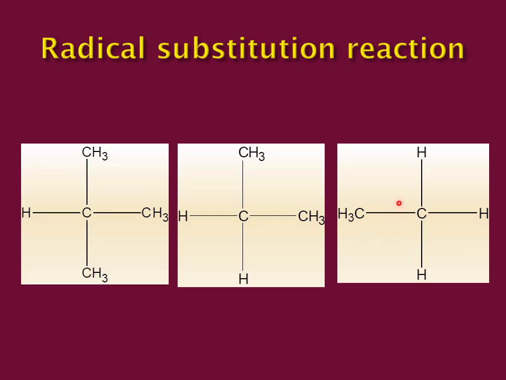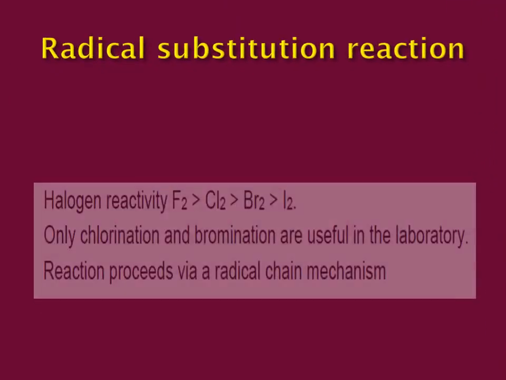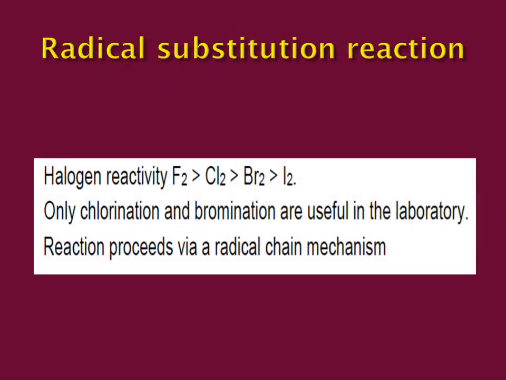The second point was about the reactivity of halogens. The order of reactivity is fluorine is greater than chlorine, which is greater than bromine, which is greater than iodine. Fluorine is a very reactive molecule. Its reactivity is very high. All the chemical reactions are violent. Whereas iodide ion gives very slow reactions. Chlorine and bromine are moderate. Therefore, chlorination and bromination are useful in laboratory. The reactions all proceed by a radical mechanism.